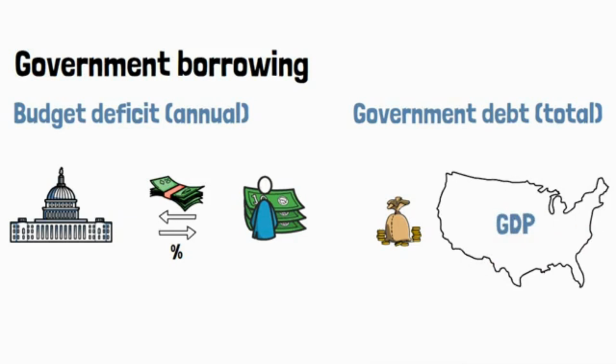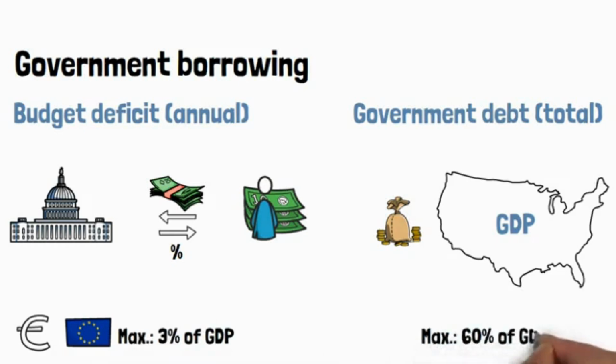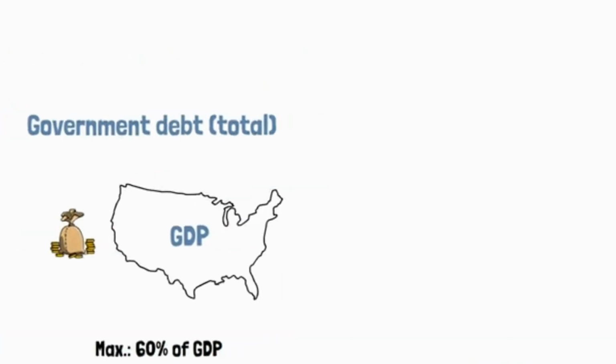If the economy is large in comparison to the budget deficit and the government debt, then there is not really a problem with the government running budget deficits. As an example, the rules for countries in the Eurozone say that the budget deficit should not be higher than 3% of GDP, and the total government debt should be no more than 60% of GDP. Not all Eurozone countries comply with these rules, and there are good arguments to say that in a recession governments need to stimulate the economy by running large budget deficits.